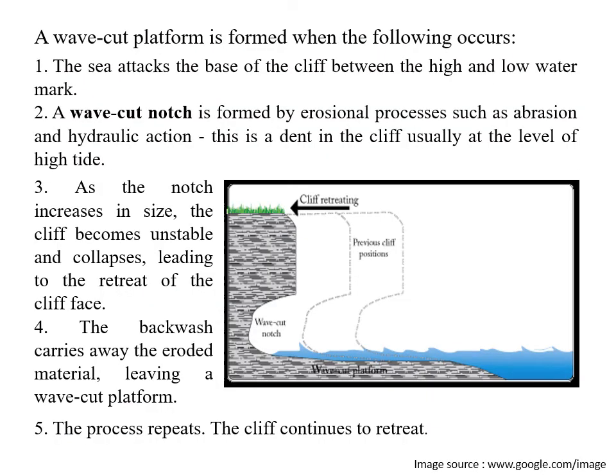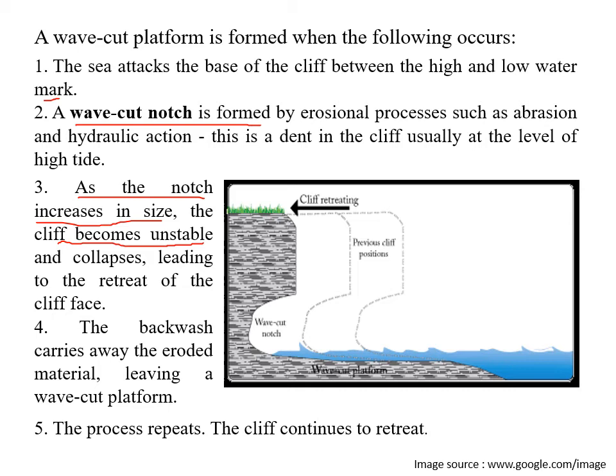Here is the step-by-step process. The wave cut platform is formed by the following processes. The sea attacks the base of the cliff between the high and low water mark. The wave cut notch is formed by erosional processes such as abrasion and hydraulic action. As the notch increases in size, that is, it becomes deeper within the rock mass, more encroaching towards the land mass, the cliff hanging over it becomes unstable and collapses.